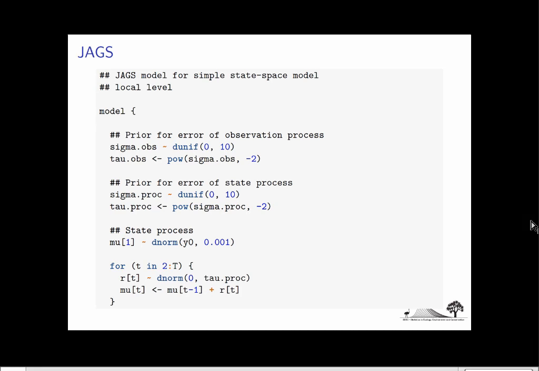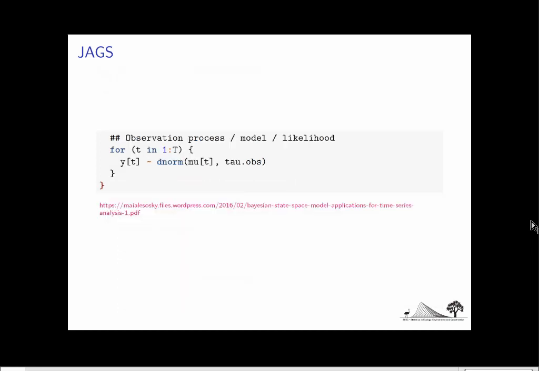Okay, so here the state process is the mean process, the level. The mean changes as an autoregressive process: it depends on the previous time step plus the noise. So that's the local level model, the easiest one we've looked at. And then the observation process is up here. It's just a random observation with a certain mean and observation error. Okay, that's the first basic state-space model.